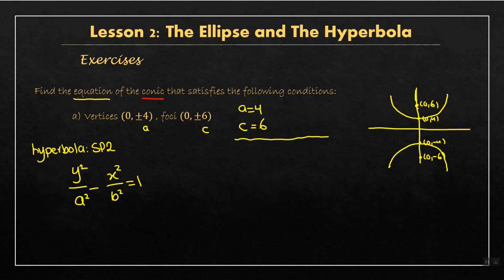Is it c or a or b? Of course it is c. It is the furthest from the center, so it's going to be c squared. So c squared equals a squared plus b squared, because c is the biggest number.